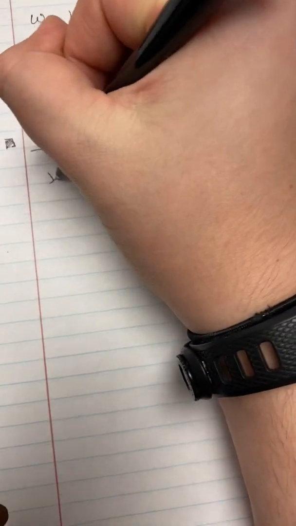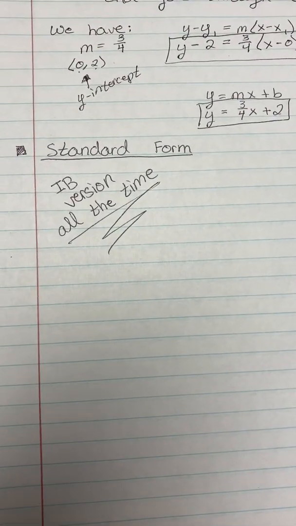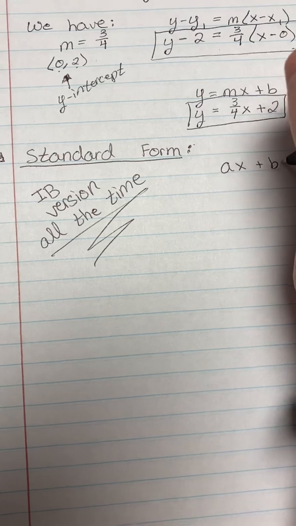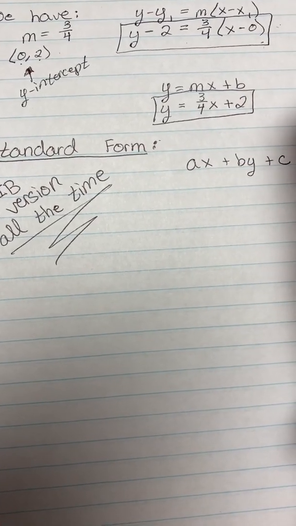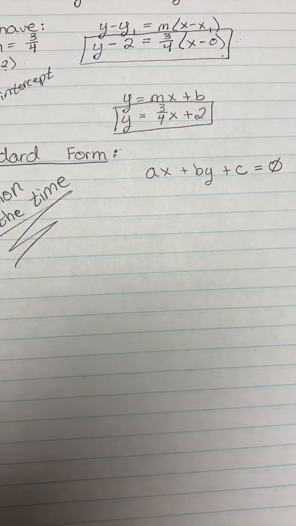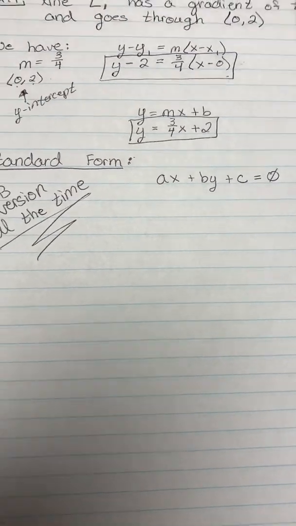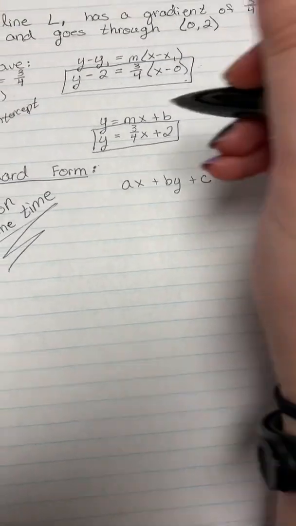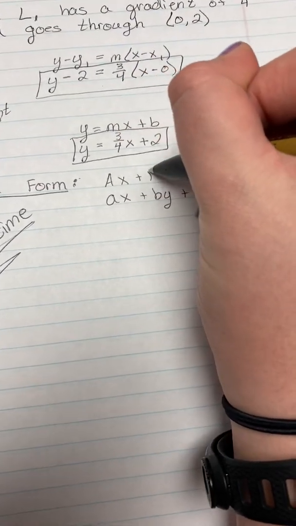So let's write that. All the time, IB version, which is this. Ax plus By plus C equals 0. You don't have to put that slash through it. I like to because there's a lot of letters. You've probably also seen them as capital letters.